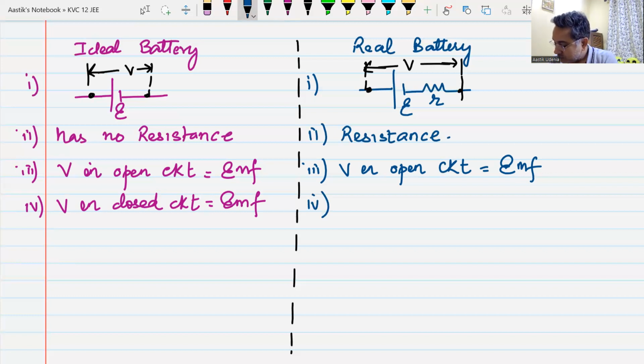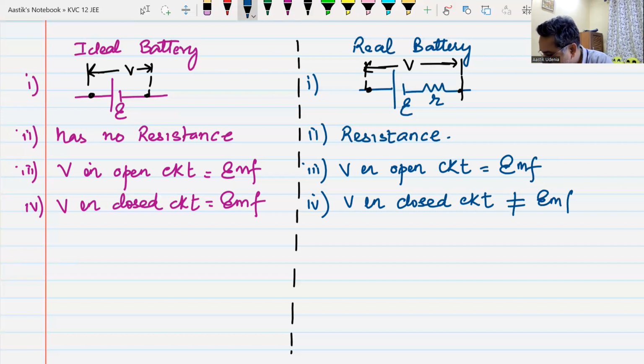But here, V in closed circuit, when the battery is working, means there is a battery inside this phone which is working. In closed circuits, V is not equal to the EMF. Do we understand this?